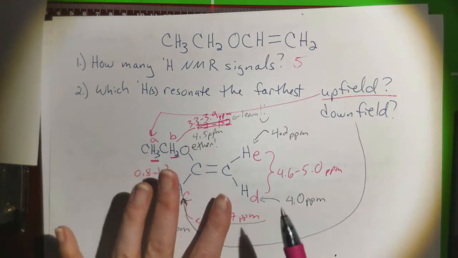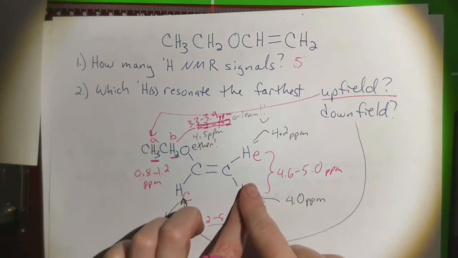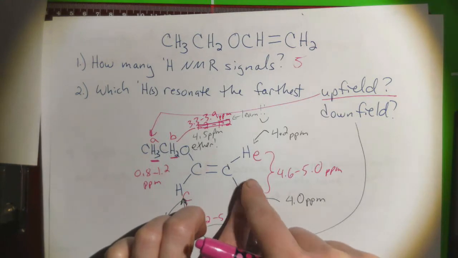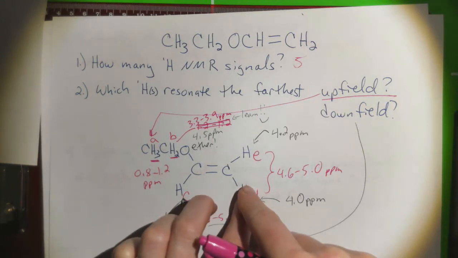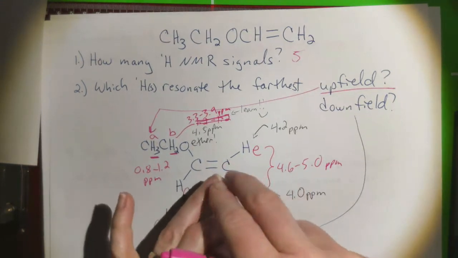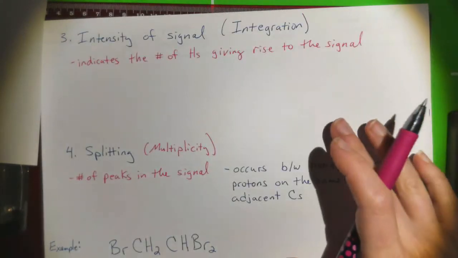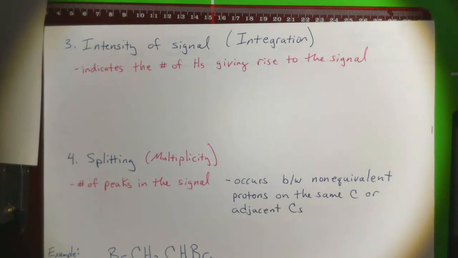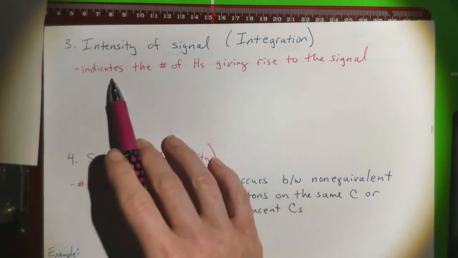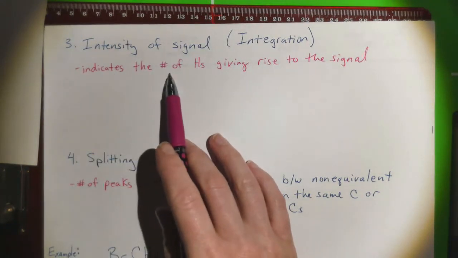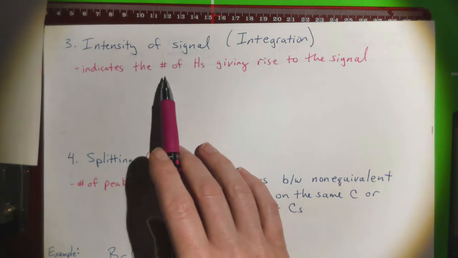So the third, we've been through the number of proton environments, that's the number of signals or number of absorptions. We've looked at chemical shift. So the third important feature in a proton NMR spectrum is the intensity of the signal, or the integration, the area under the signal, the area under that curve, if you will. So this tells us the number of hydrogens that give rise to the signal.